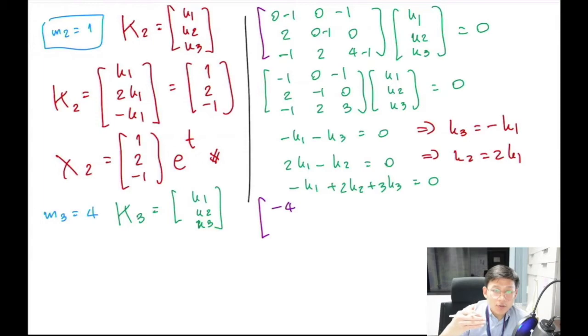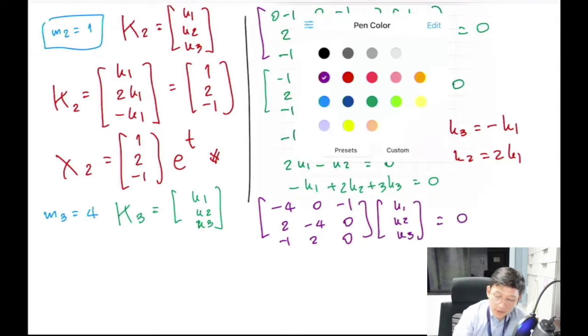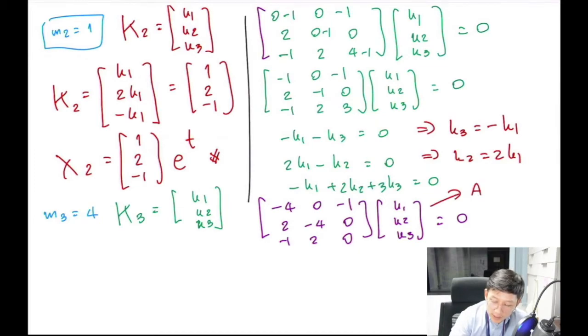So it's going to be 0 minus 4, which is minus 4. 0 minus 1, and then 2, 0 minus 4, which is minus 4, 0, and then minus 1, 2, 4 minus 4, that is 0. And then you get K1, K2, K3 equals 0. Guys, this is the same thing. This is A minus M3, which is 4i, right? And then K3 equals 0.